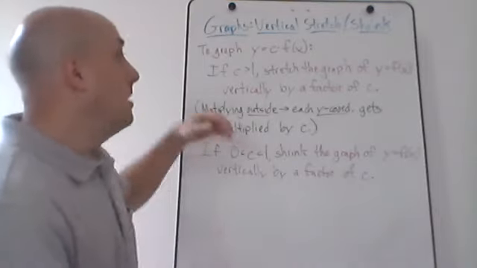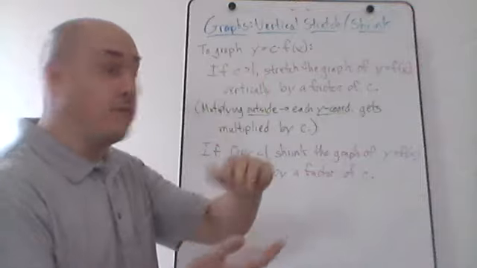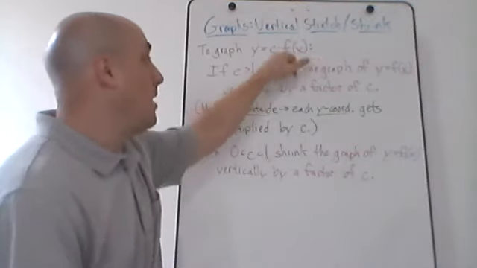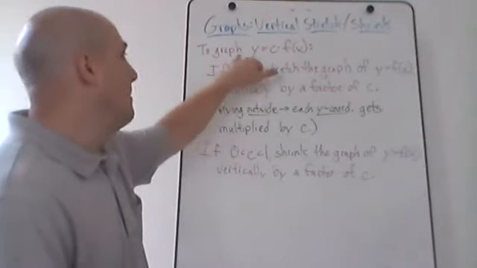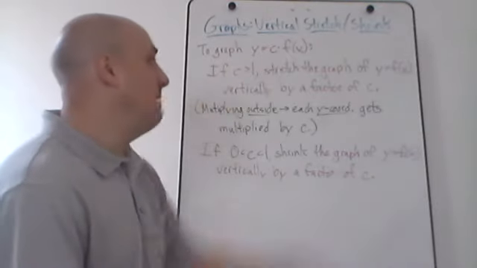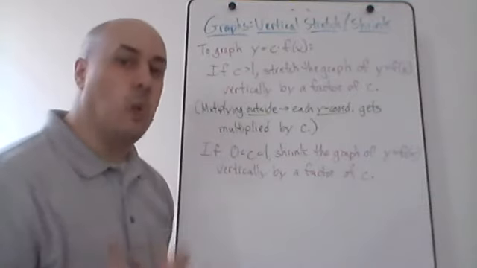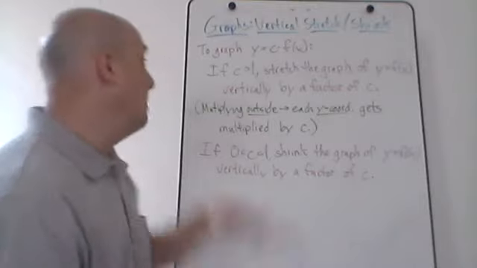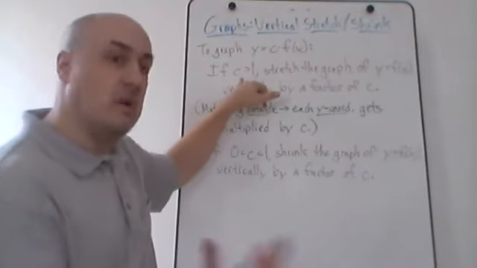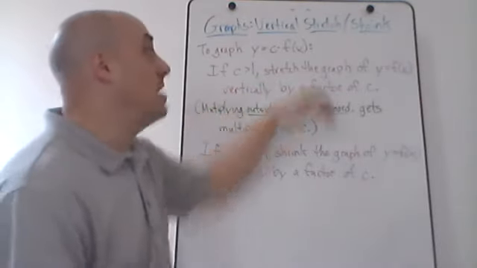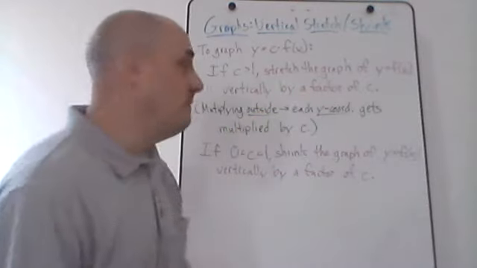Alright, so how we end up with a graph that gets stretched or shrunk in the vertical direction is by multiplying our parent function by some constant, some number. If I'm graphing y equals c times f of x, whether we get a stretch or a shrink depends on the value of that number. If that number we're multiplying, c, is greater than 1, so it's a number bigger than 1, that's going to stretch the graph of y equals f of x vertically by a factor of c.